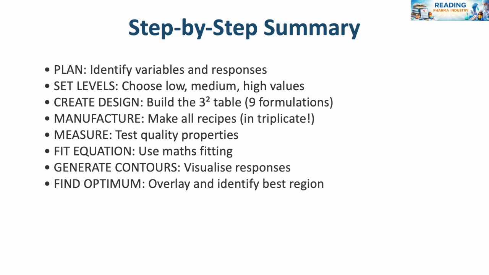The first thing, you need to plan your experiments and your design. So you need to identify the variables and the responses. And then this should be followed by setting the levels. And this is what we said, low, medium, and high. And that is followed by the factorial design. And here, most of the time, we will do 3 to the power of 2, basically 9 combinations, 9 formulations.